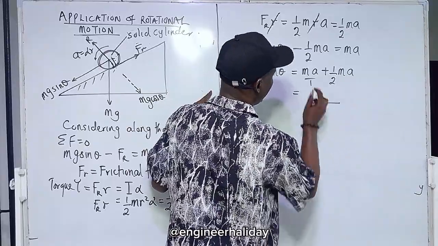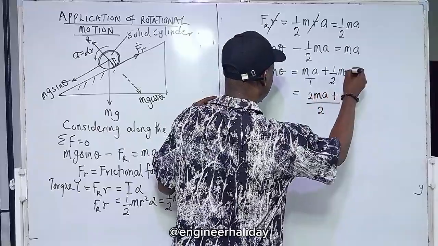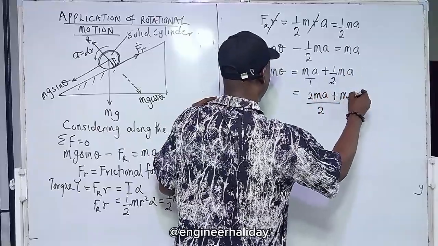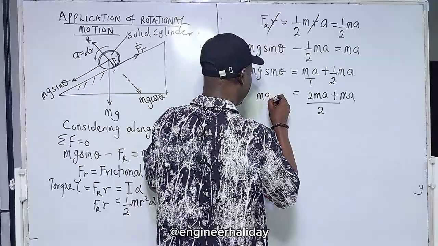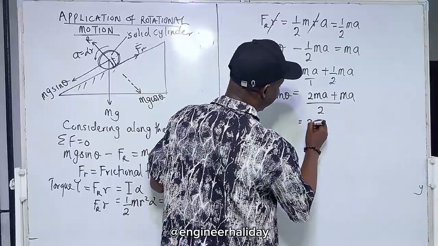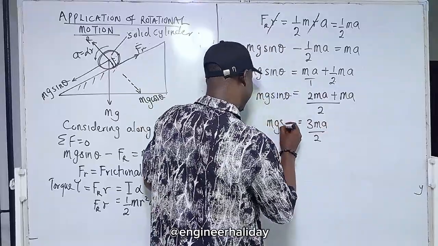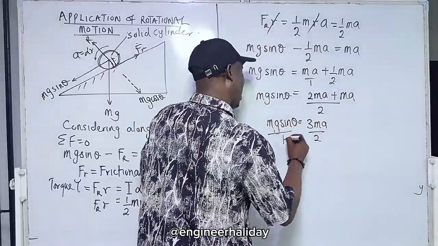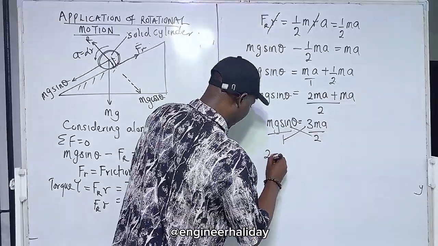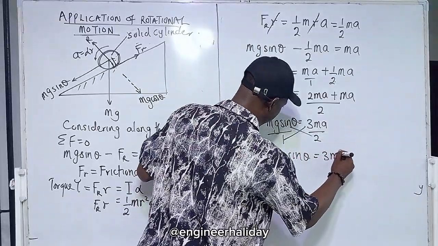LCM is 2. 2 divided by M, you have 2MA plus what? 2 divided by 2, 1 times MA, you have MA. What to what? MG sine theta. So divide this one now, it will be what? It gives us 3MA over 2 equal to MG sine theta. So if you cross multiply, what do you have? We are going to have 2MG sine theta equal to 3MA.